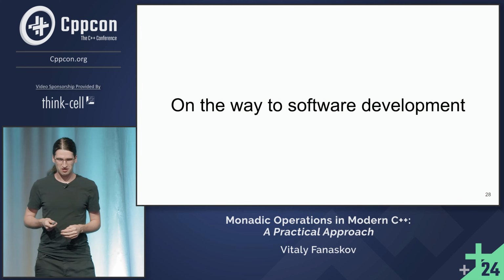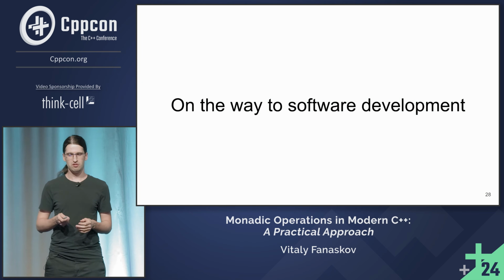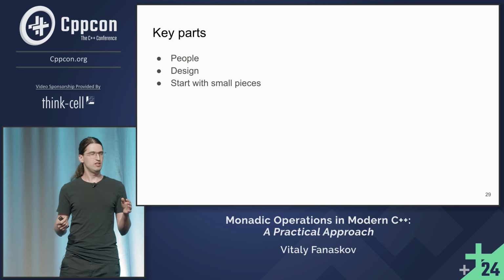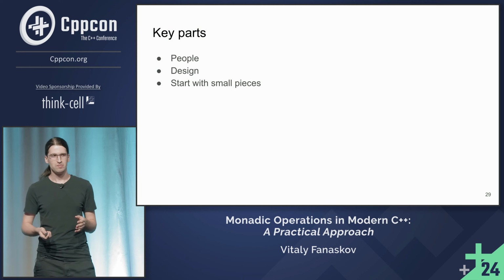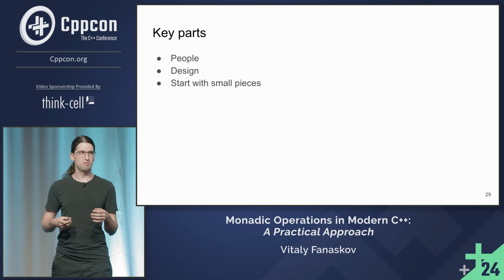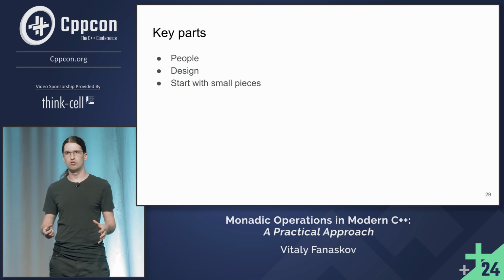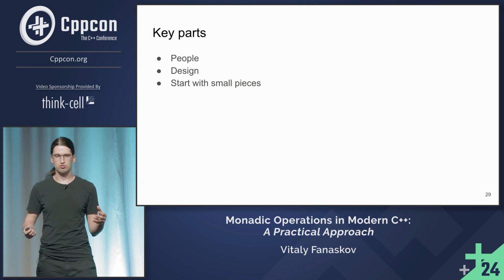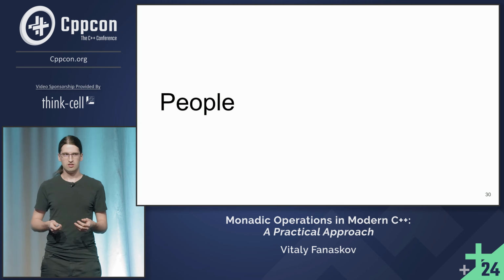And now we are getting closer to the software development itself. There are three key parts or three pillars about the practicalities of using those monadic operations. We will start with people, then talk a little bit about design and how we can turn our procedural or object-oriented code into something more functional. Let's start with people because it's the most important.